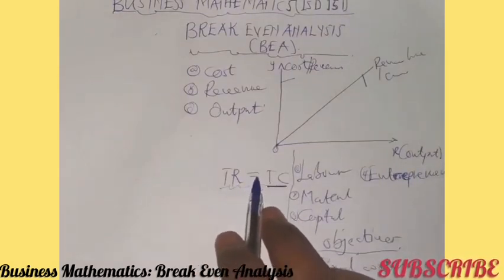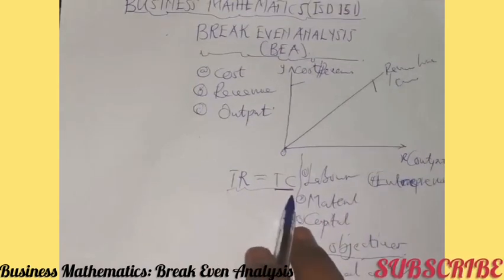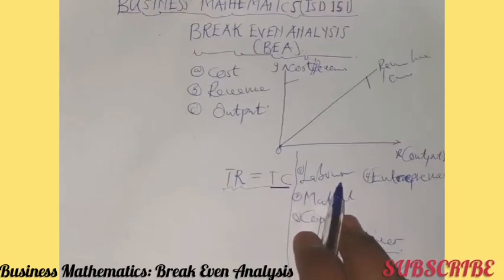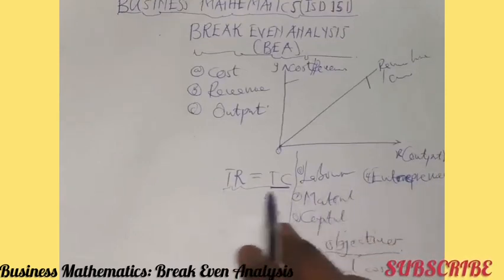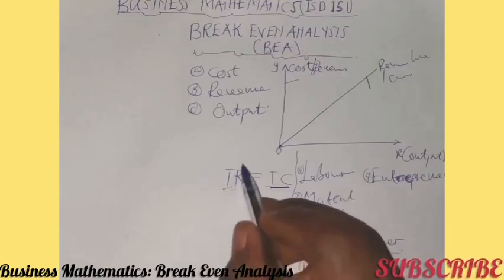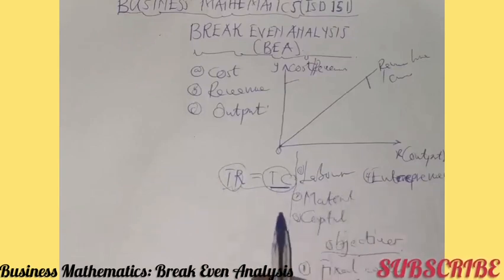So all the output the organization will produce is sold to cover all its costs. Once it covers all its costs, meaning that there wasn't any profit made or losses incurred, then your total revenue, which is this TR, will be equal to your total cost, and that's what I mean by break even.